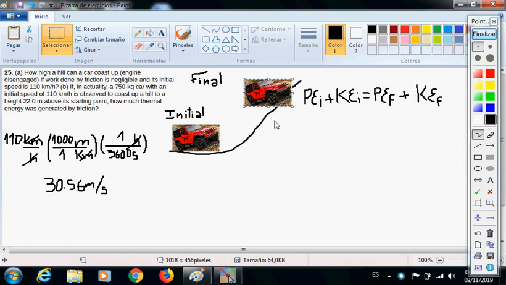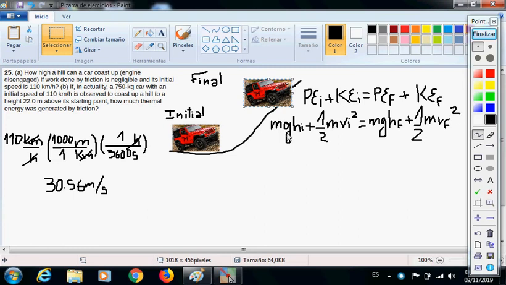Now, the formula for potential energy is the mass times the gravity times the initial height, plus the formula for kinetic energy, which is half of the mass times the initial velocity squared, equals, and once again the formula for potential energy, the mass times the gravity times the final height, plus the kinetic energy, half of the mass times the final velocity squared.